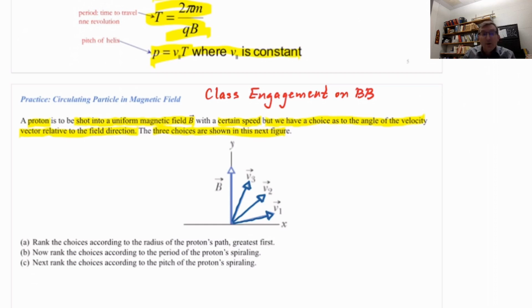We are to rank these three choices, 1, 2, and 3, according to the radius of the proton's trajectory or path. Biggest radius first. Then rank those three choices according to the period of the proton spiraling in its helix. And then rank the choices according to the pitch of the proton's spiraling. So those are the questions that we answer for the class engagement.